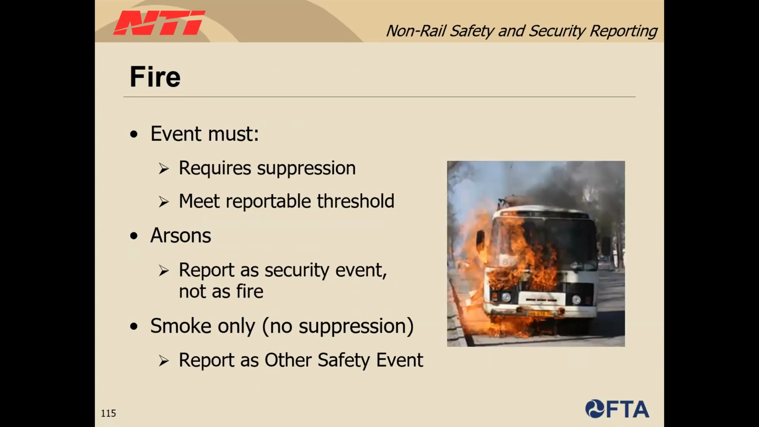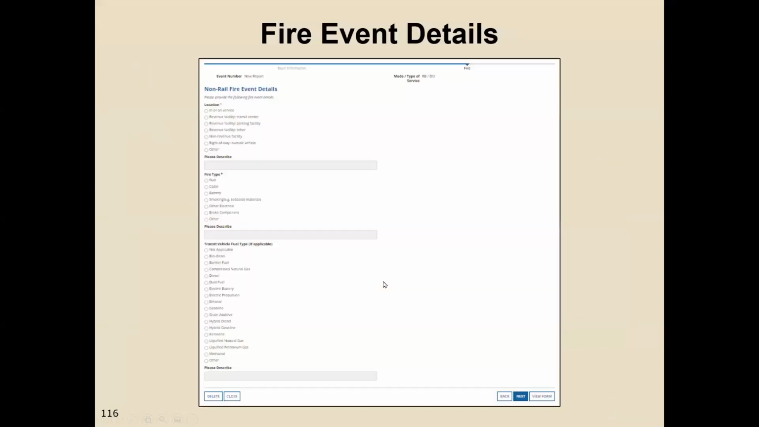Fires. Reporting fires on the SNS 40, again, must meet a major event threshold. To be defined as a fire, the incident must have required suppression equipment or personnel involved to contain the fire and must meet a reporting event threshold. Without these thresholds, the fire requiring suppression is reported on the SNS 50 non-major summary report. Arson is reported on screen 1 as a system security event, not as fire. Presence of smoke with no fire and no suppression is reported as an other safety event on the SNS 40 form, again, if it meets a threshold. This is the fire event details screen.